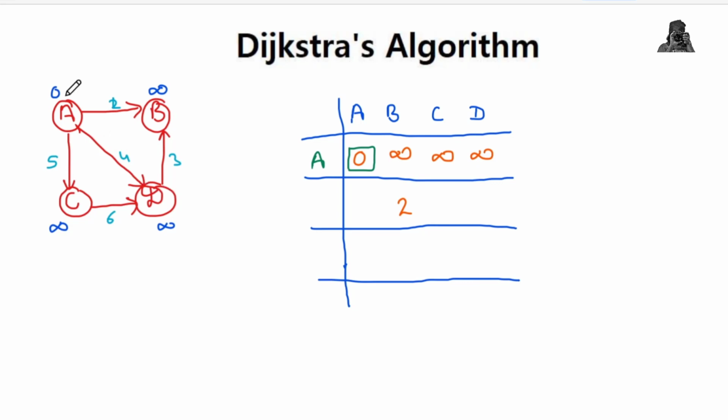Similarly for D, 0 plus 4, which is less than infinity. So we are going to update the distance of D here, which is 4. Again for C, 0 plus 5, which is less than infinity. So we are going to change it. Now these are the new updated shortest distances from the single source. So now A has been visited already, so we can skip it. Now we need to select the vertex with the least distance. So now it is clear that 2 is least.